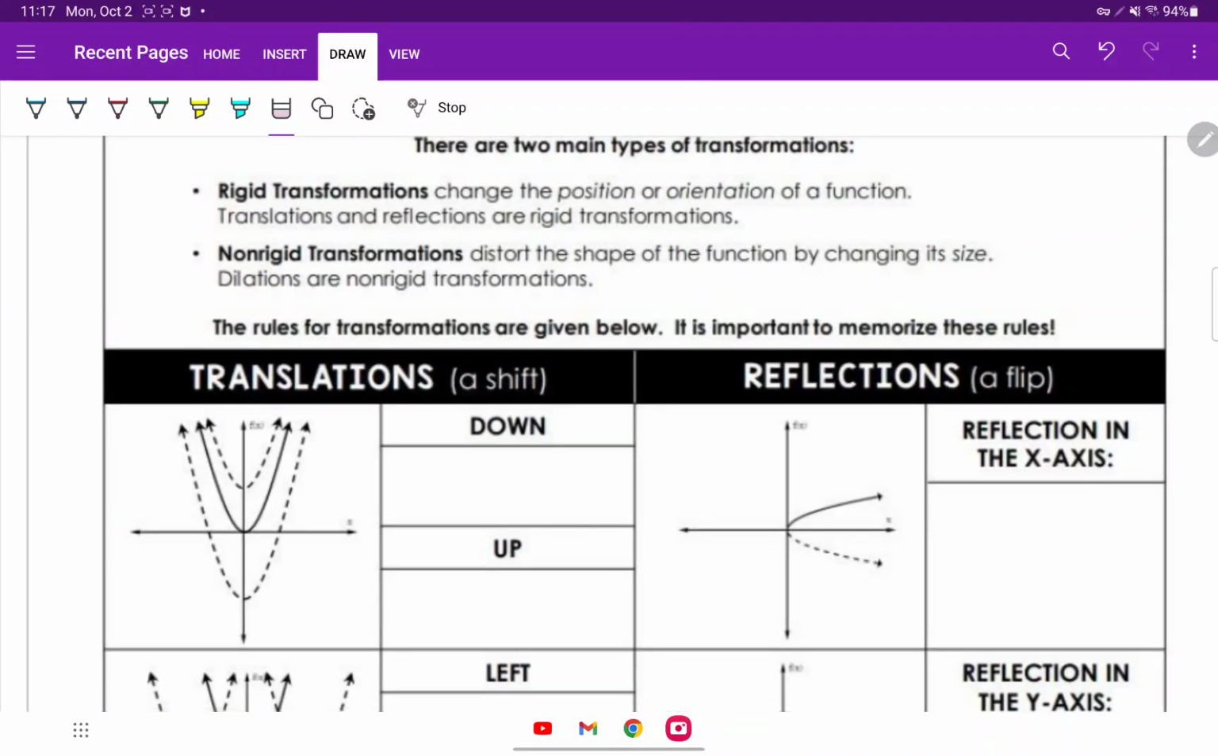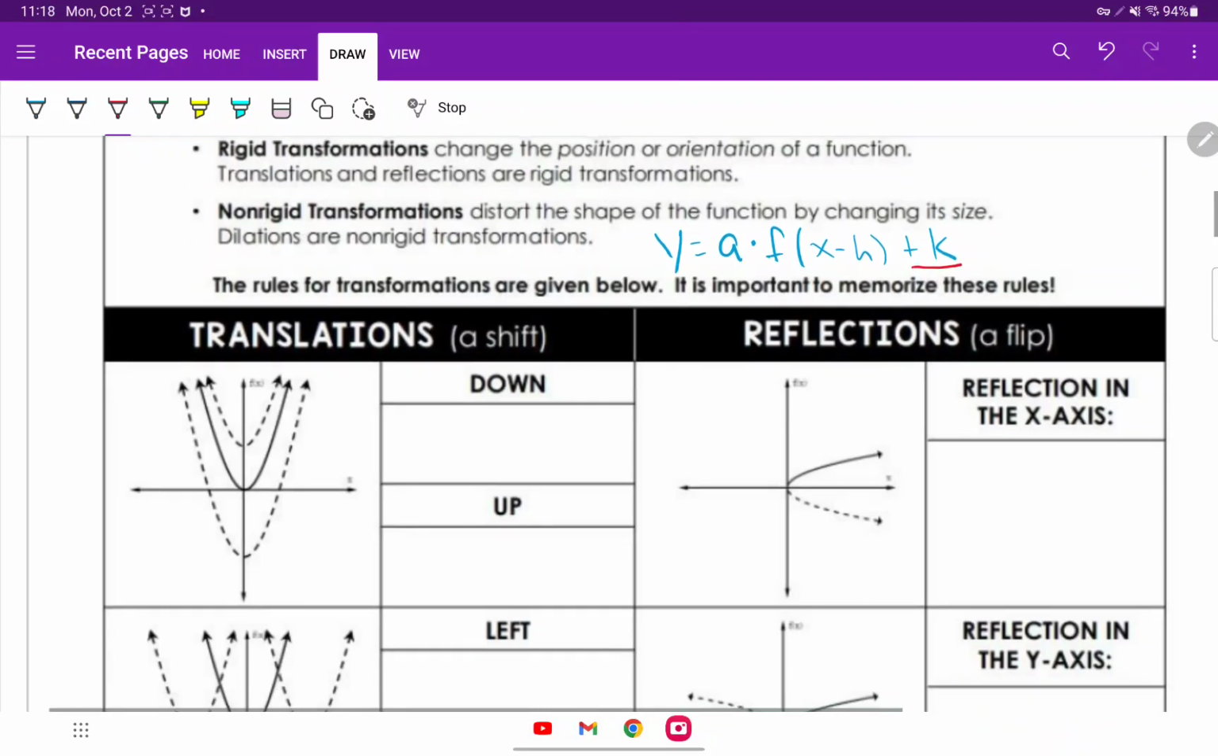So first, I want to give you a kind of equation you might see. So let's start with y equals a times f of x minus h plus k. All right, so the translations of down and up, that's going to actually be your k value right here. So this value right there is going to determine your graph going up or down.